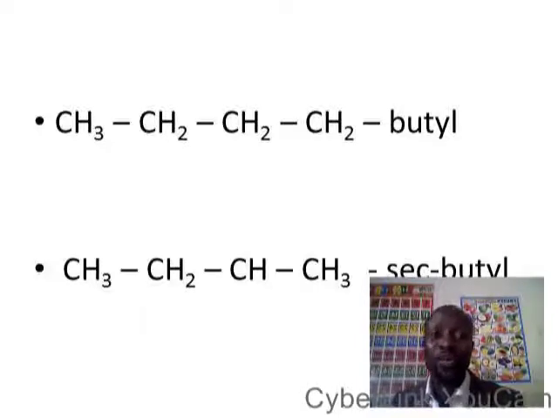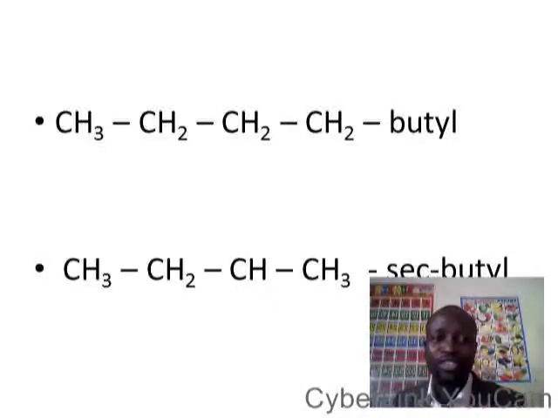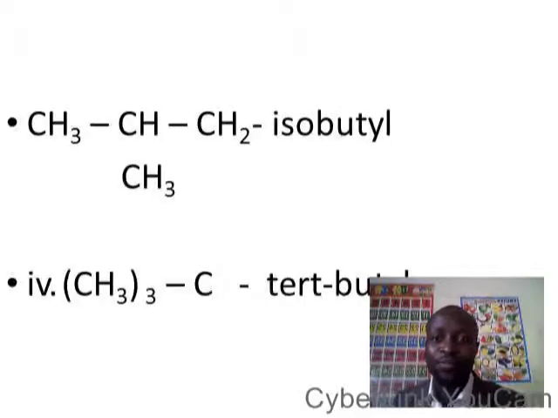Now the second one is sec-butyl. Look at sec-butyl. Just as sec-propyl that time, this is sec-butyl. Just in between 2 carbon atoms, there must be an attachment. Something must be attached to this place that you are seeing the cursor now. Something must be attached to that place. That is sec-butyl.